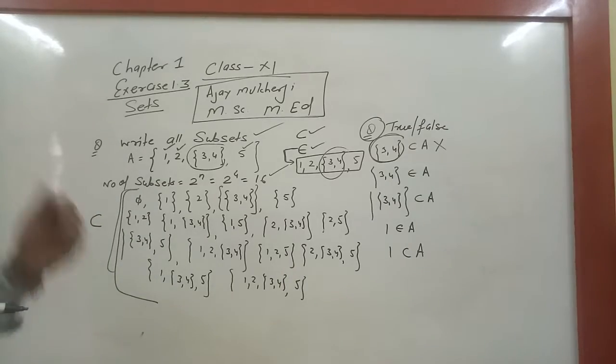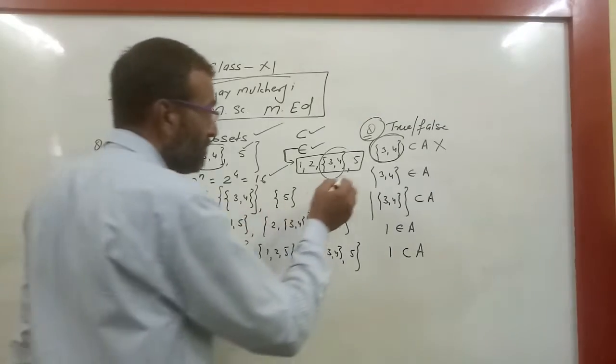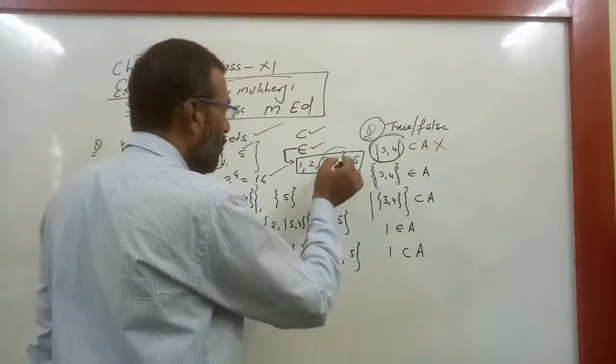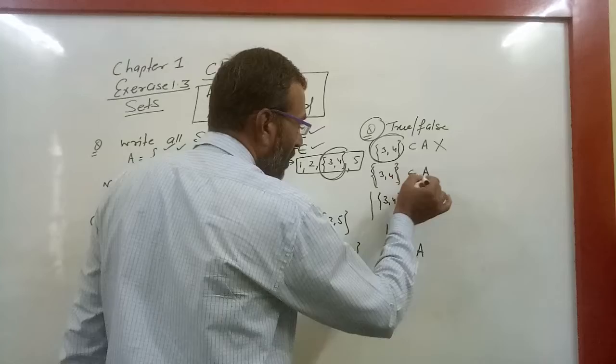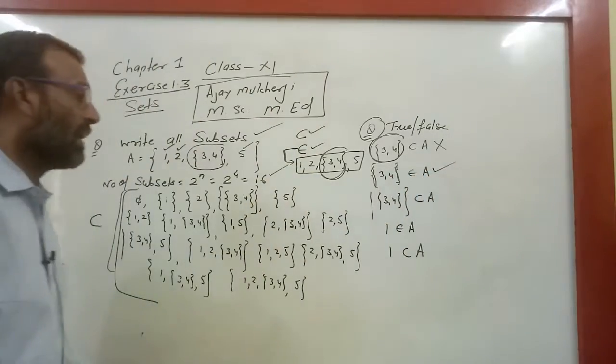Now we discuss the second statement. This is {3, 4} with a single bracket here. Look at this, {3, 4} with a single bracket. This is belongs to, and the situation is also belongs to. The second statement is correct.